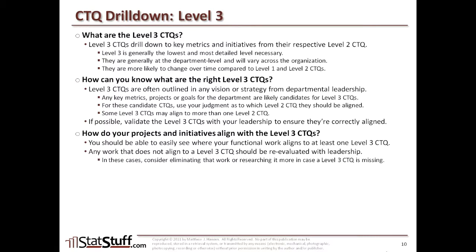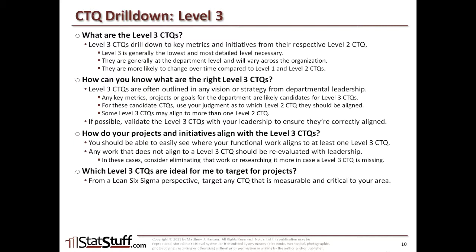In those cases, it may be necessary to consider eliminating that work altogether or researching it a little bit more in depth, just in case there's a level 3 CTQ that might be missing. So which level 3 CTQs are ideal for you to work on if you're working on a project? Well, from a Lean and Six Sigma perspective, I would target any CTQ that's measurable and critical to your area. If it's something you can't measure, that's going to be a lot more challenging.